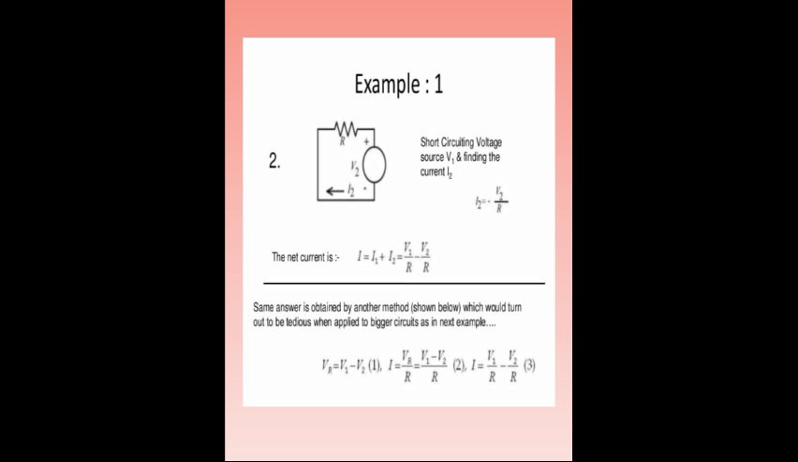Similarly, in step 2, we short V1 and we want to find the value of current I2 due to source V2. So the value of current I2 is V2 upon R. But according to polarity, the value of current I2 is minus V2 upon R. So the net current in R ohm is I1 plus I2, that is V1 upon R minus V2 upon R.